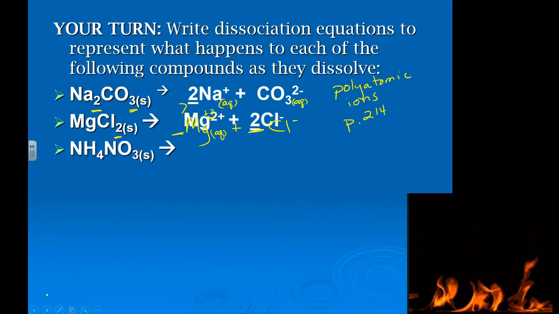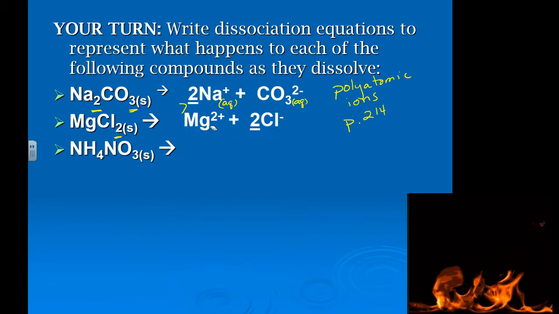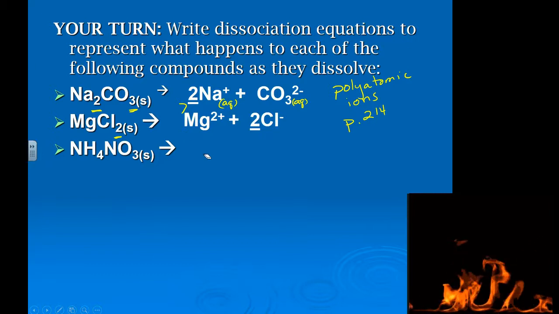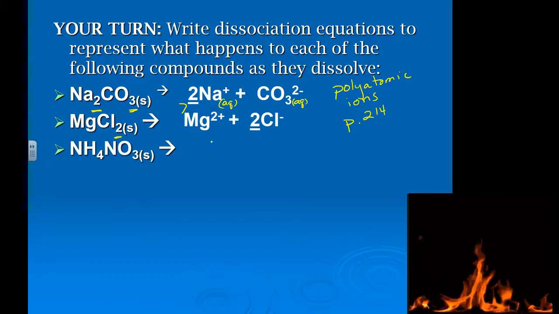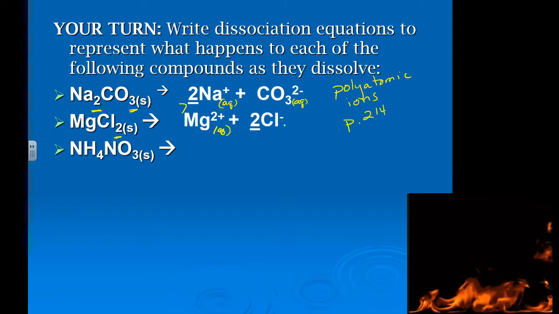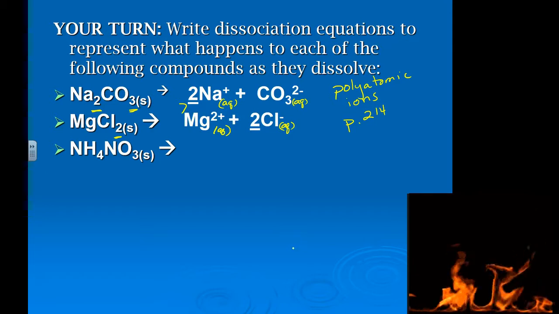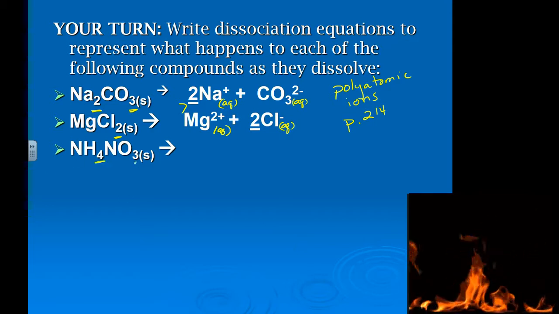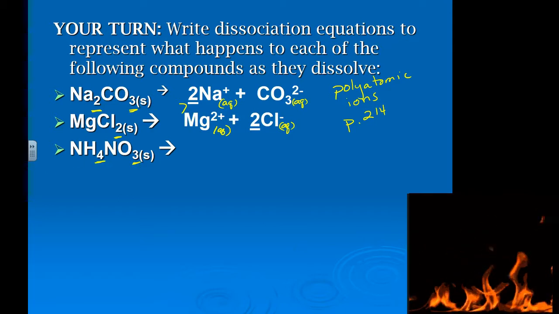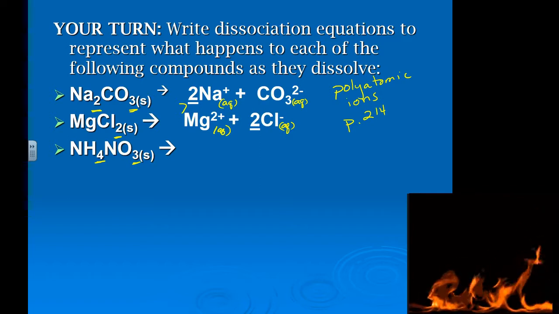We have ammonium nitrate. Okay, ammonium nitrate. Now go ahead and practice that one. See if you can do that on your own while I write in some AQs here. What do you think this is going to turn into? Do you need to put that 4 and that 3 out in front? Or are they a part of polyatomic ions?